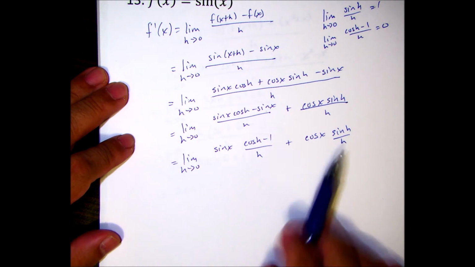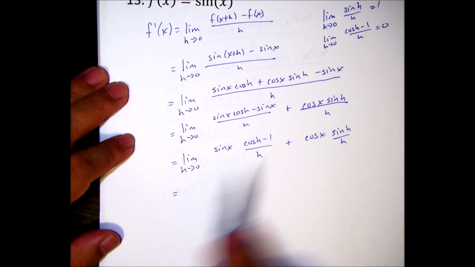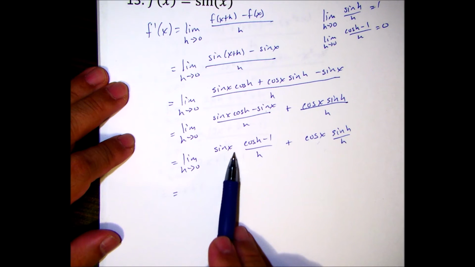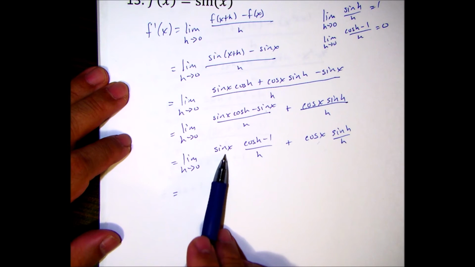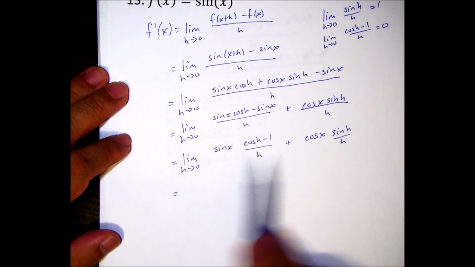We know this limit, sine h over h. Now we can take the limit. The variable is h, not x. So x doesn't change in this expression. The limit that's happening is with the h. So this turns out to be 0.